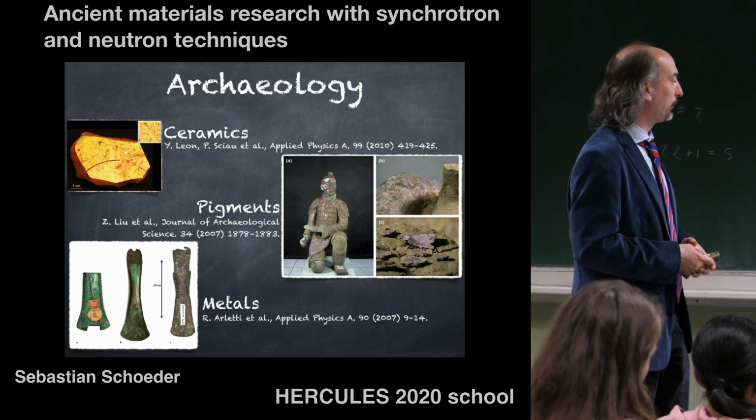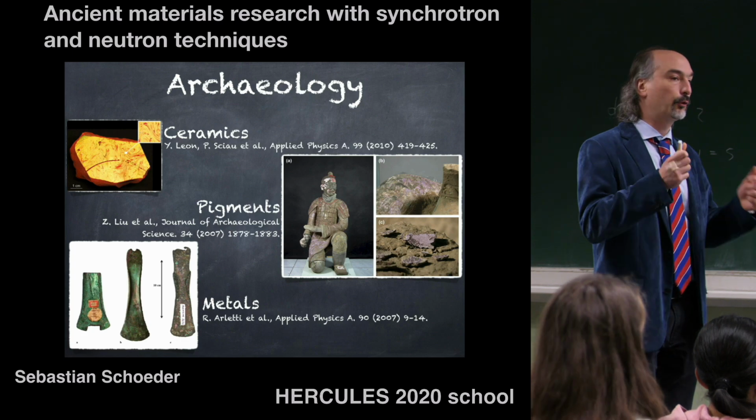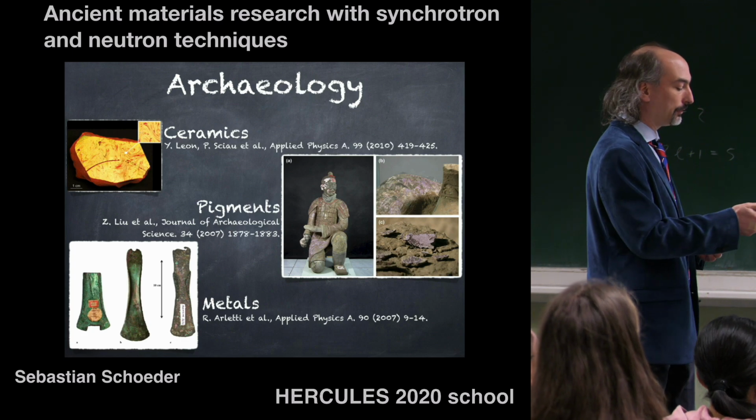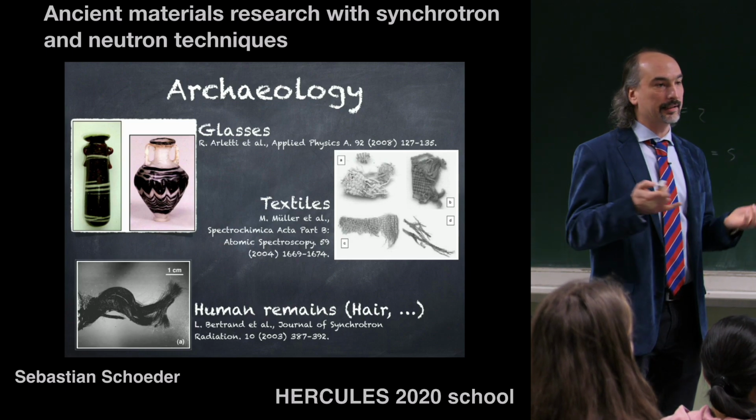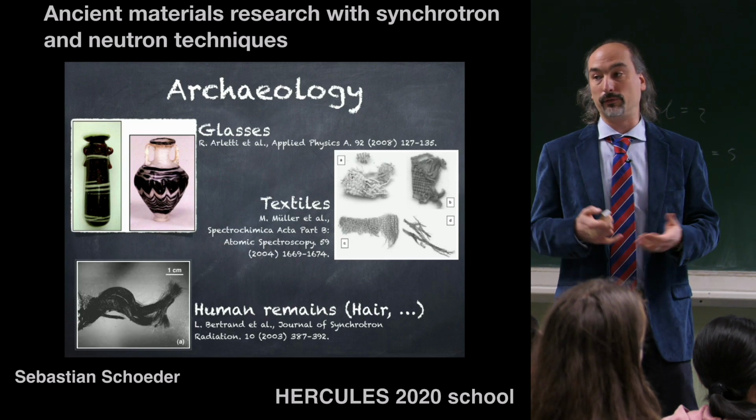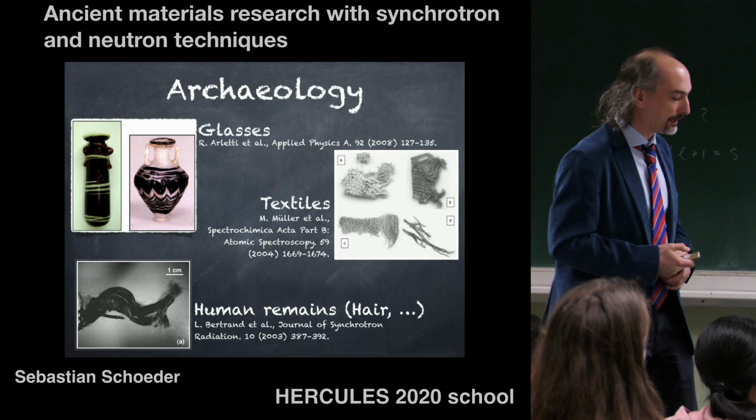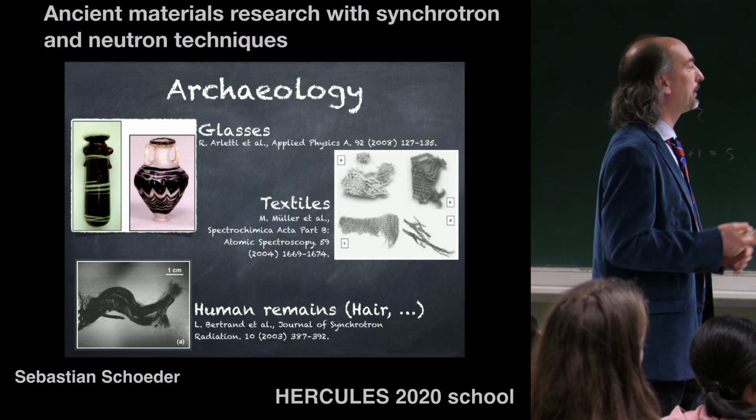Then metals is, of course, a very large class, where we can have tools and weapons and armor and things like that. Glasses: in ancient times, glasses are mostly opaque and used for jewelry. And then later we have transparent glasses for vessels, for example.